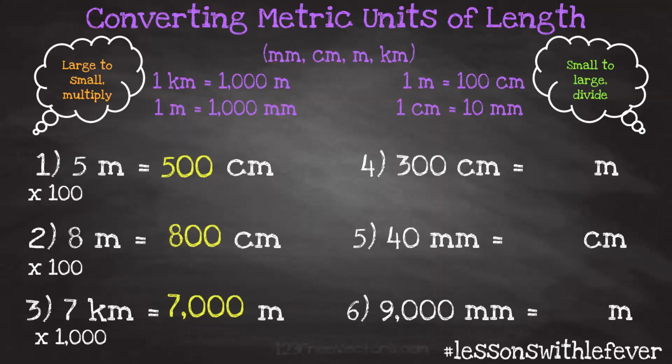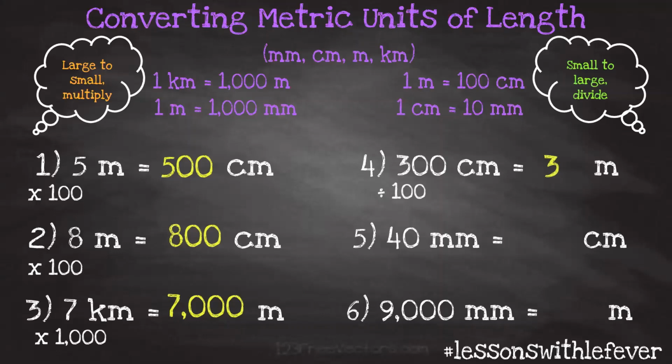Number 4, if I have 300 centimeters, how many meters would that be equivalent to? First, I need to know how many meters are in 1 centimeter, or vice versa. What I do know is that 1 meter equals 100 centimeters. So I also need to think, am I going from a larger unit to a smaller unit or from a smaller unit to a larger unit? Centimeters are smaller than meters. So here we have to divide. 300 divided by 100 gives us 3.